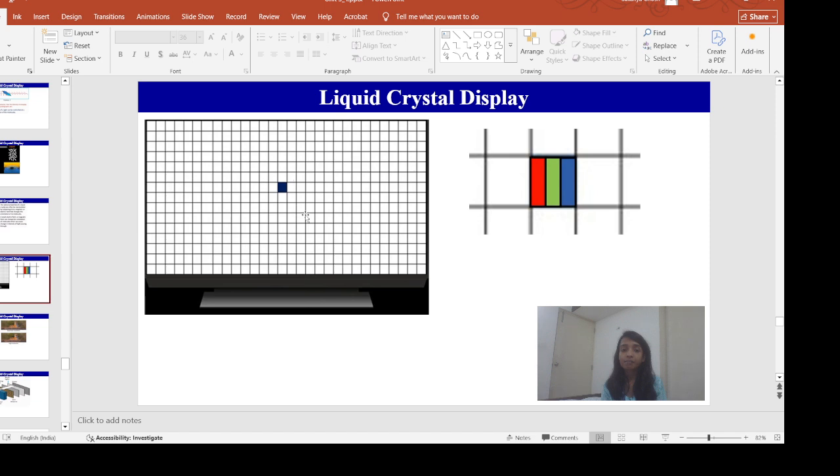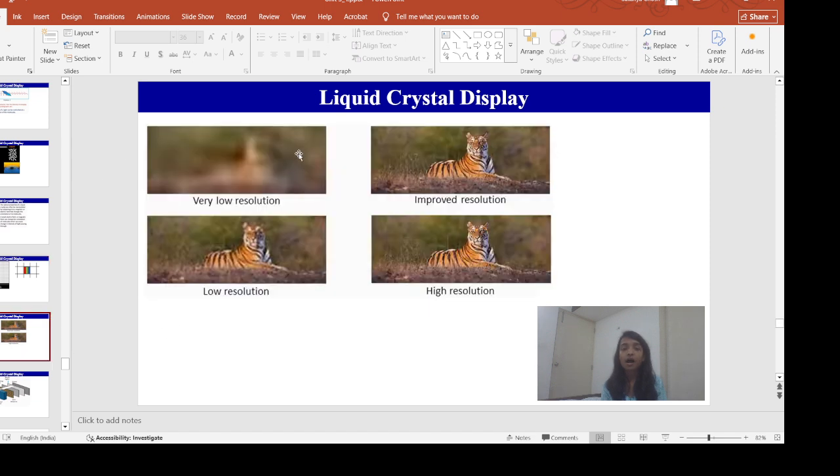And as the number of pixels per unit area is increasing, higher will be the resolution and clearer will be the image. You can see here the number of pixels per unit area is very low, so lower resolution. Here this resolution is somewhat improved, and here it is more improved than this one, and it is of high resolution.